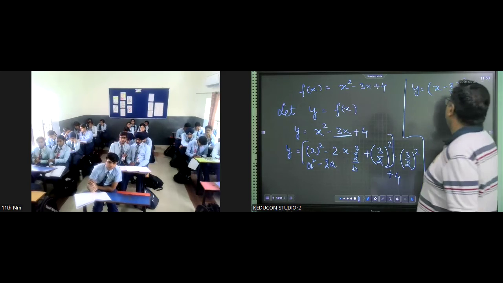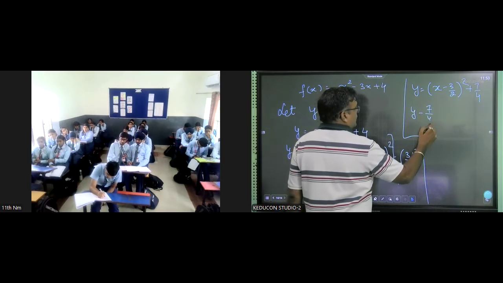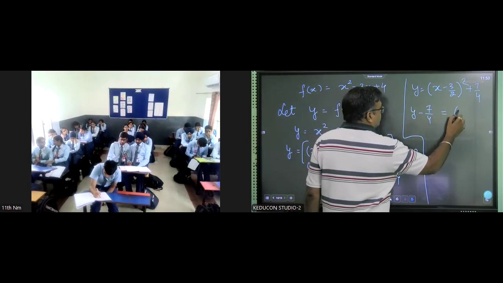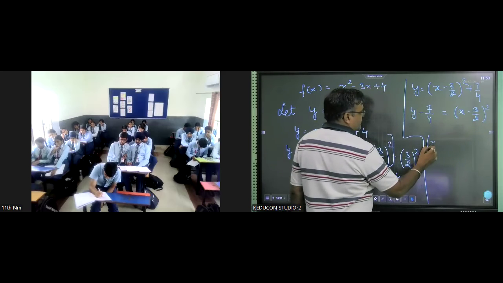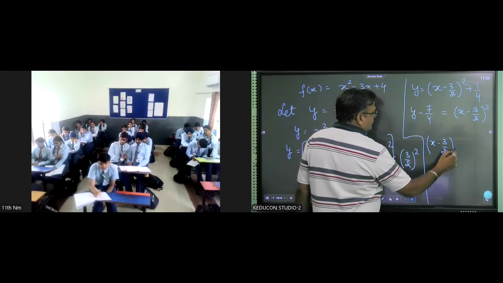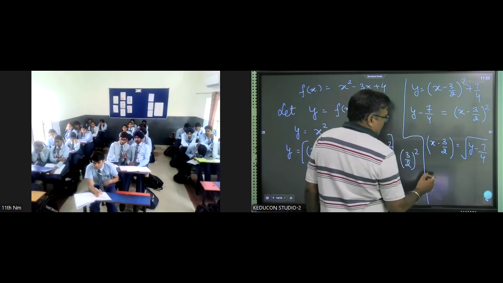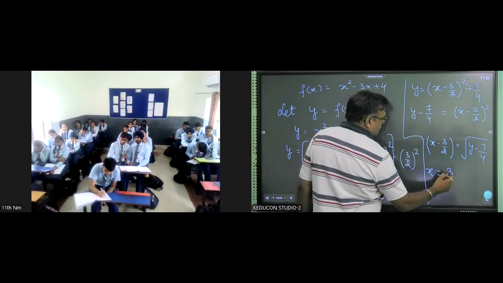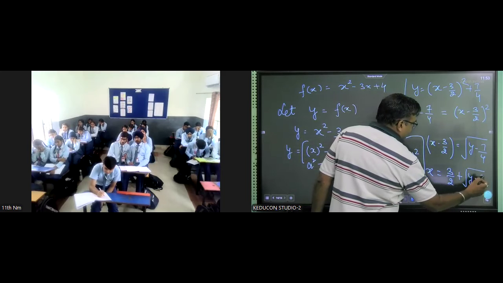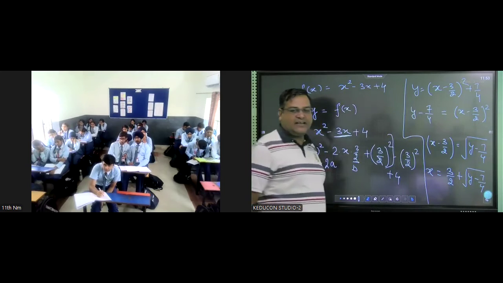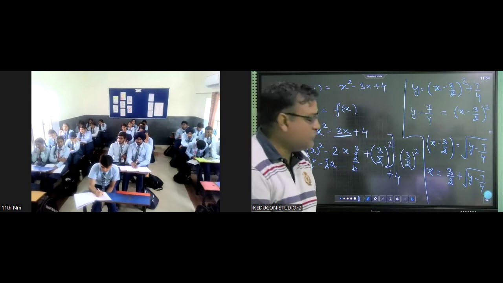ठीक है, अब हम इसे फंक्शन में कन्वर्ट करते हैं: y minus 7/4 इक्वल टू (x minus 3/2) होल स्क्वायर, और x minus 3/2 will be equal to under root of y minus 7/4. The value of x बच्चों 3/2 plus... is this clear? ये आ गई वैल्यू जी? यहां तक कोई डाउट बच्चों?